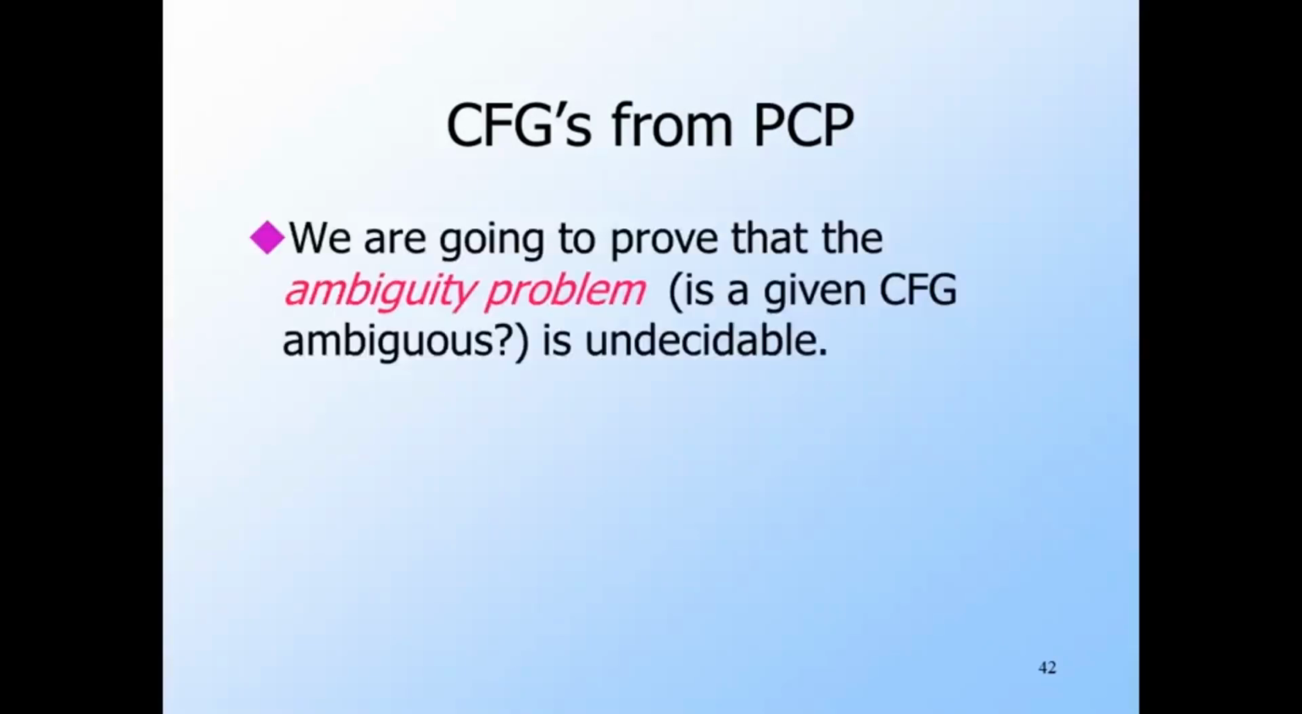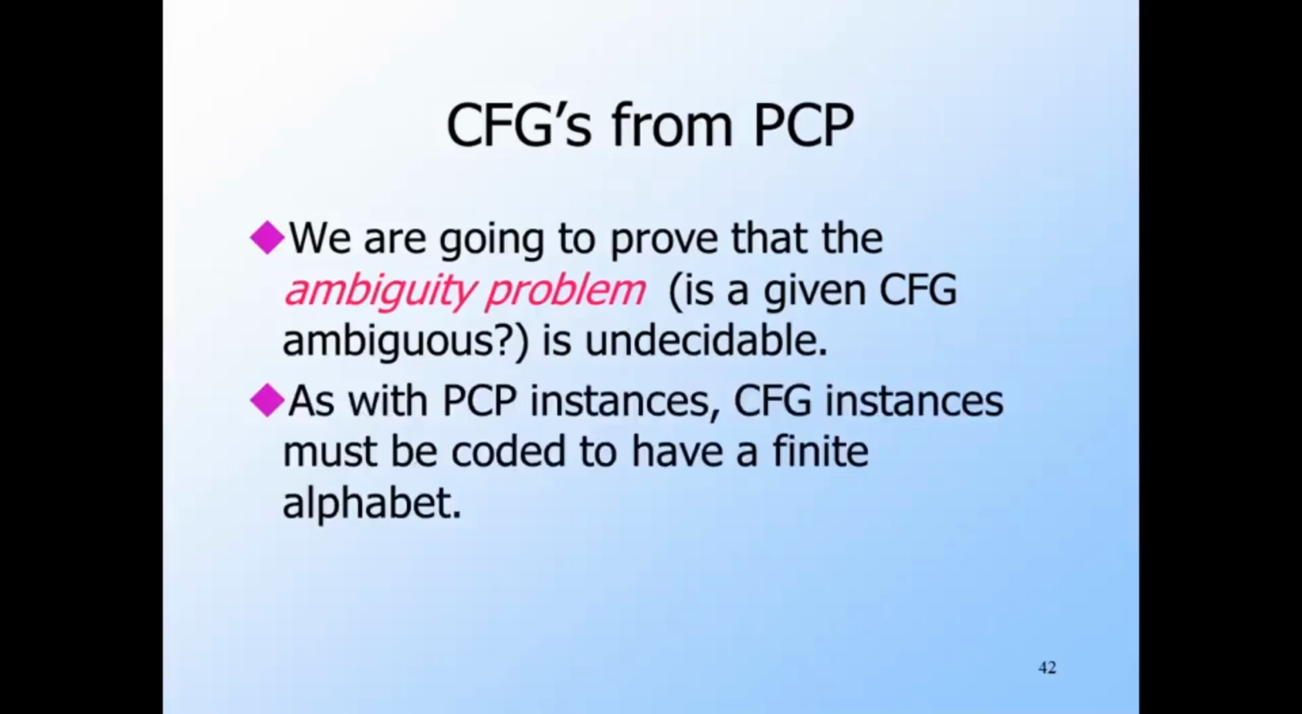And we're going to reduce PCP to the problem, is a context-free grammar ambiguous? Then, for the first time, we'll have an undecidable problem that arose naturally. That is, not because we were looking for undecidable problems. Before we can talk about any problem involving grammars, we need to find a code for grammars using a finite alphabet, just as we did for PCP.